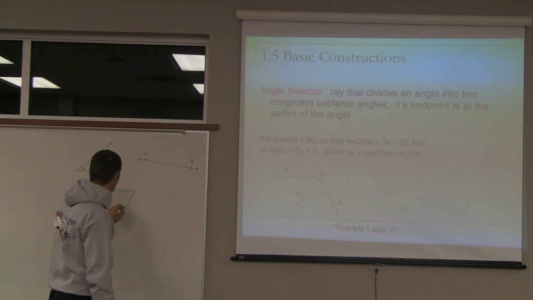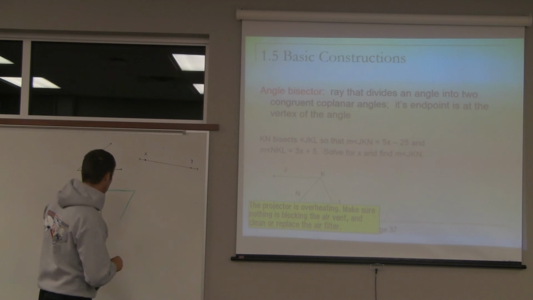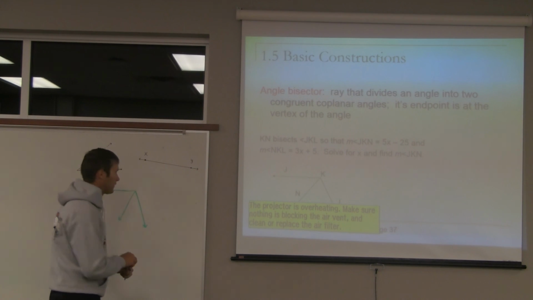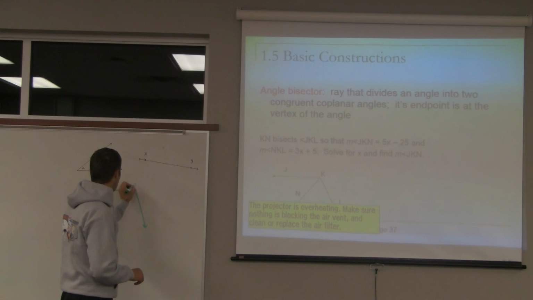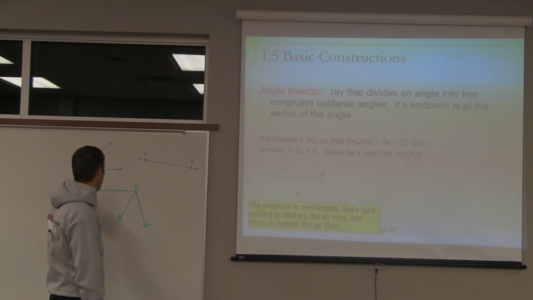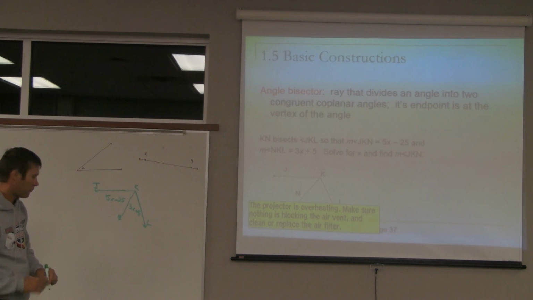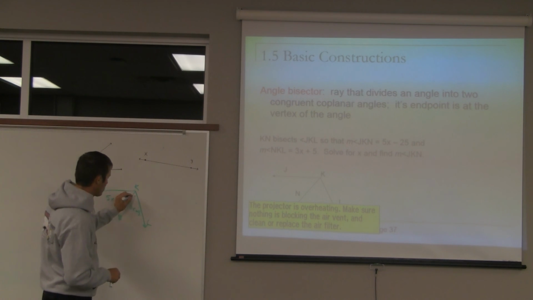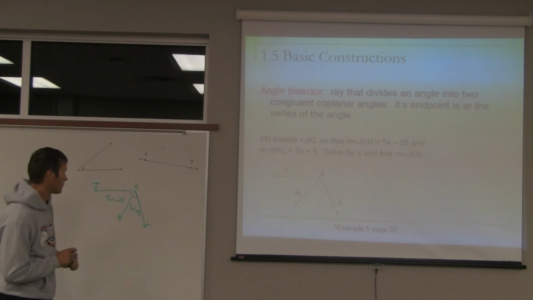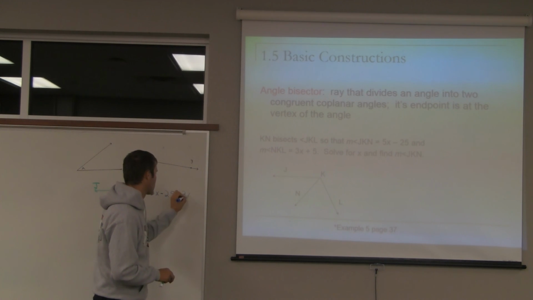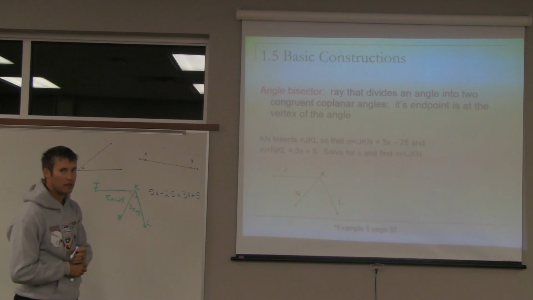I'm just going to sketch it out real quick, and then we'll do a construction. So we have this. So it has J, K, N, and L. What they give us is JKN. This is 5x minus 25, and this is 3x plus 5. So it's an angle bisector, which means these angles are congruent. So this angle is congruent to that angle. And so we'd state that 5x minus 25 equals 3x plus 5. They're equal to one another. And now we can solve.